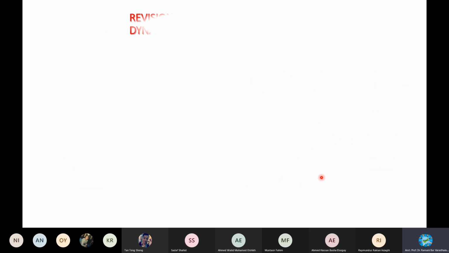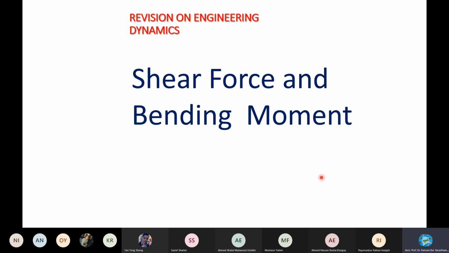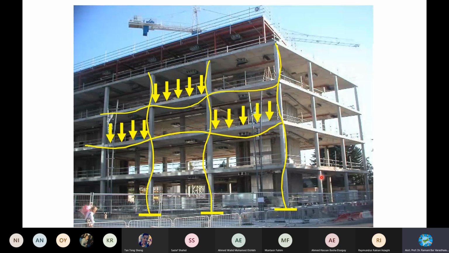A small revision on engineering mechanics for finding shear force and bending moment. Every design will involve shear force and bending moment. Take a building. In building construction, it has beams and columns, right? Any building, any frame structure will have beams and columns. Beams will be running in this direction, 1, 2, 3. Columns 1, 2, 3, 4, like this. Columns and beams form your structure, connected by slabs. Slabs, don't worry now. Let's do the beams and columns in this module.